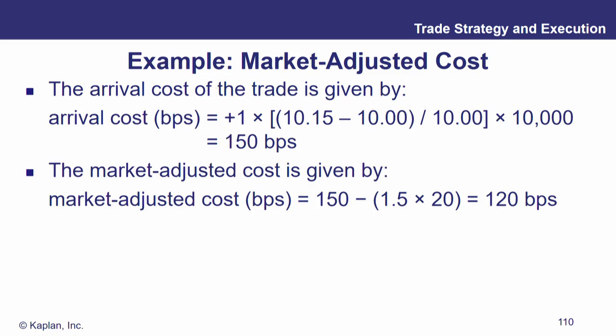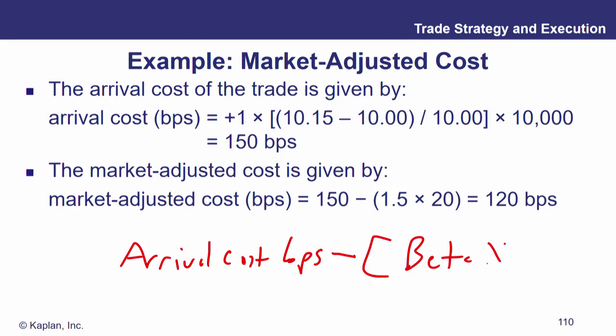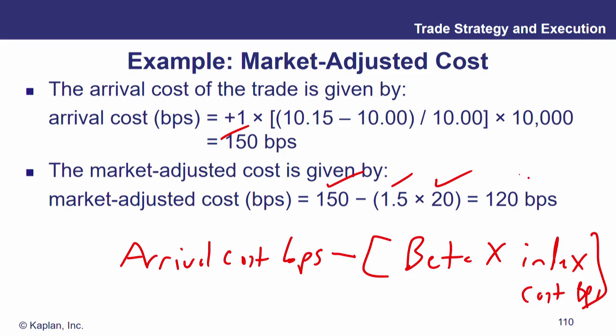So remember our market adjusted formula. It's going to be the arrival cost in basis points minus the beta times the index cost in basis points. Okay, so that's all we're doing here. Arrival cost is 150. It's right here. We're going to subtract from that the beta of 1.5 times our index cost, which was 20 basis points, and we come up with our market adjusted cost at 120 basis points.